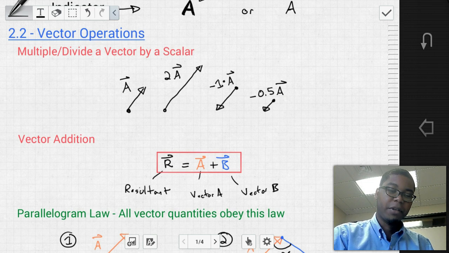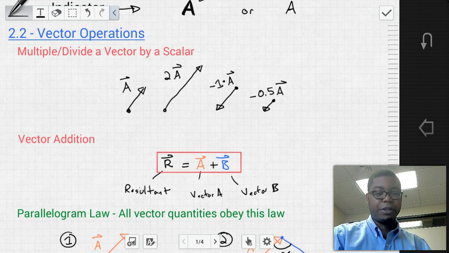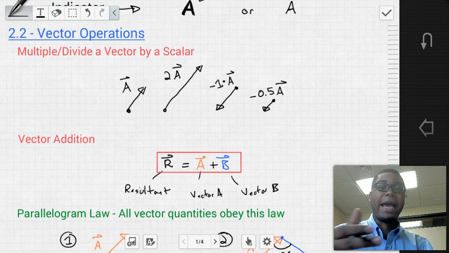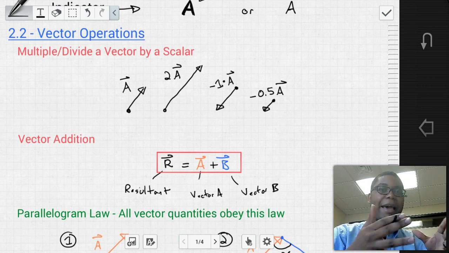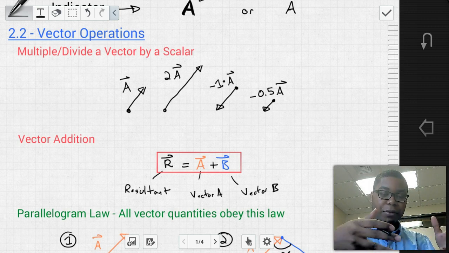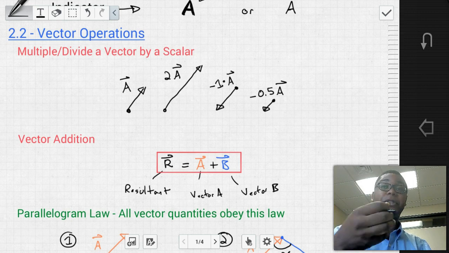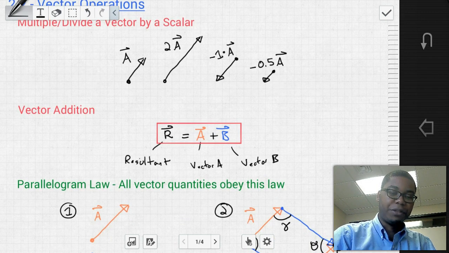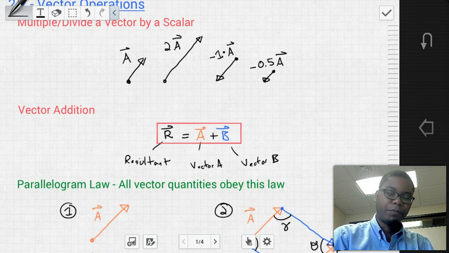Now let's look at the issue of vector addition. What happens when you have two vectors, a vector A and a vector B, and you want to add those vectors together? When we add them together, we can call that resulting vector a resultant vector. So in this case, R is equal to A plus B.